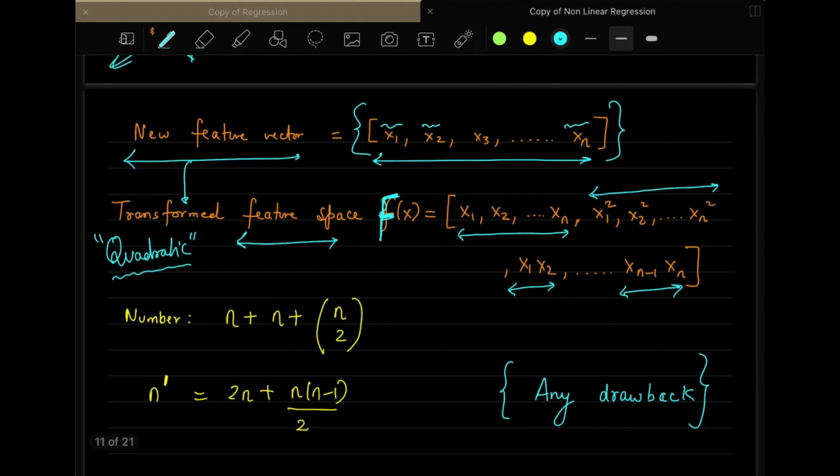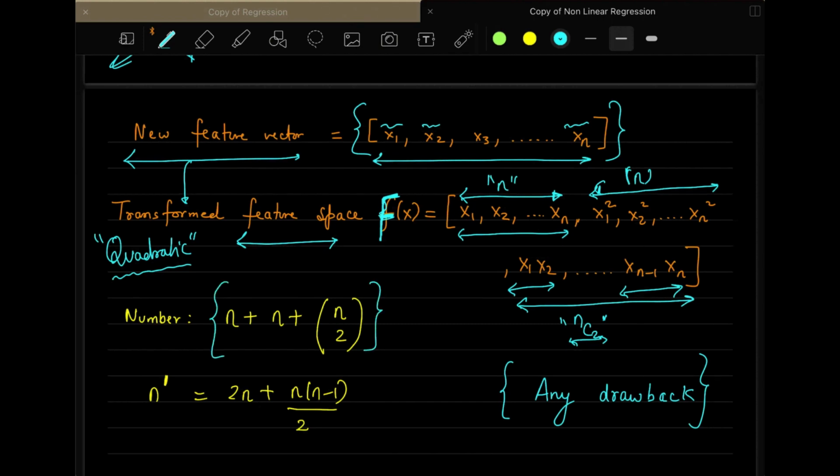One thing to note here is the total number of features in this set will be n. In this set it will be n again, but in this set, since it's a pairwise selection, it will be NC2, because you are selecting two out of the ensemble. So two pairs will be there. Once you calculate the total number of features in the expanded feature space, the value comes out to be this, and we are calling this n prime.